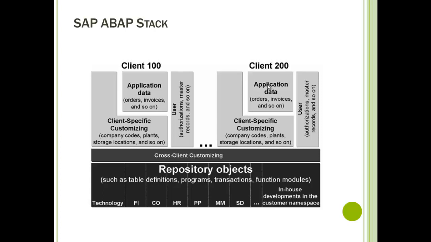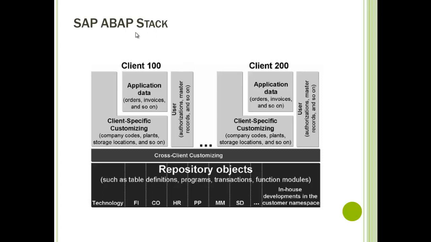So we have something called clients. We have seen we can create different clients. From 001 you can copy the same data to 100, and you can copy again to make client 200. How to make this copy, we will come to that again. This is a different set of things which we need to do.